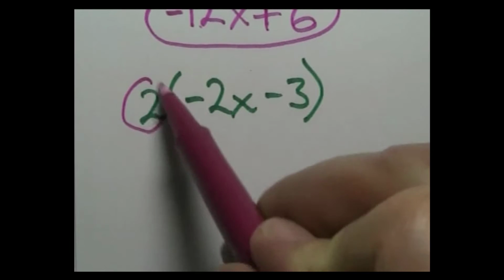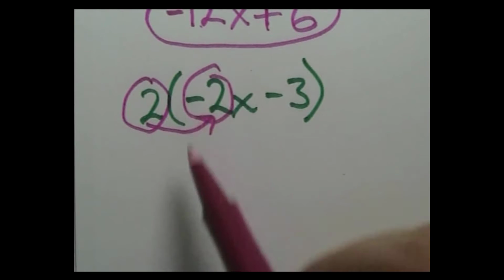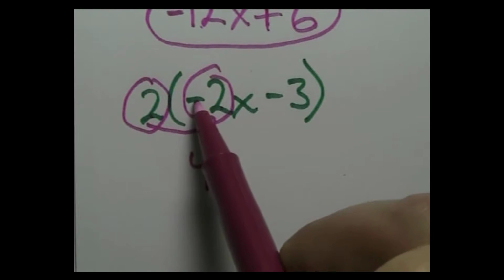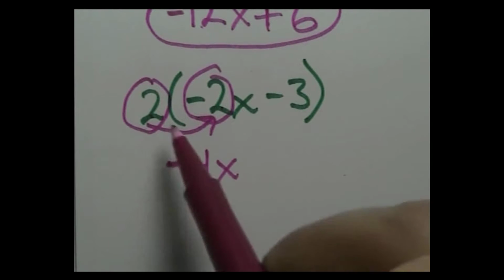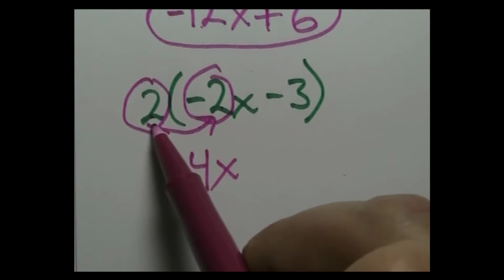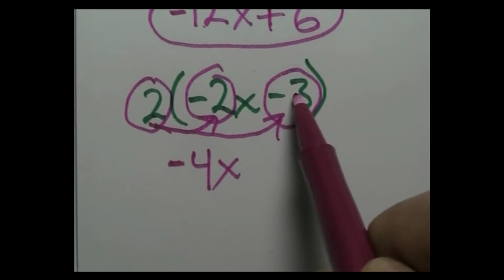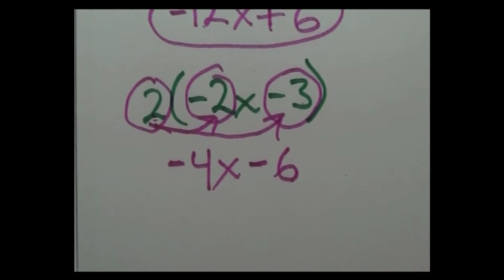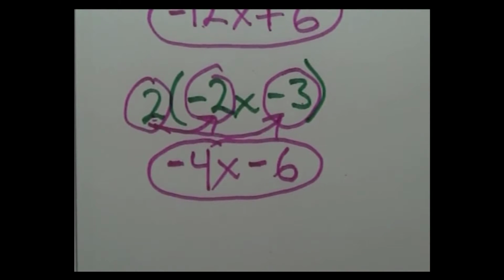Okay, take the outside number times each one inside. 2 times negative 2. 2 times 2 is 4, and there's one negative, so it's negative 4x. Then I have 2 times this number. That's negative 3. 2 times negative 3. 2 times 3 is 6, and there's one negative, so it's negative. Again, you cannot combine these together. That's your answer.